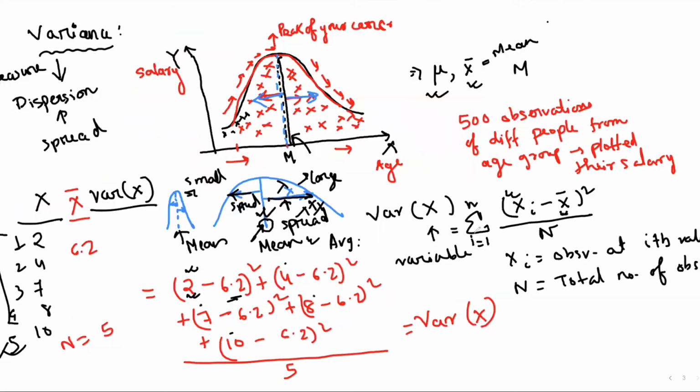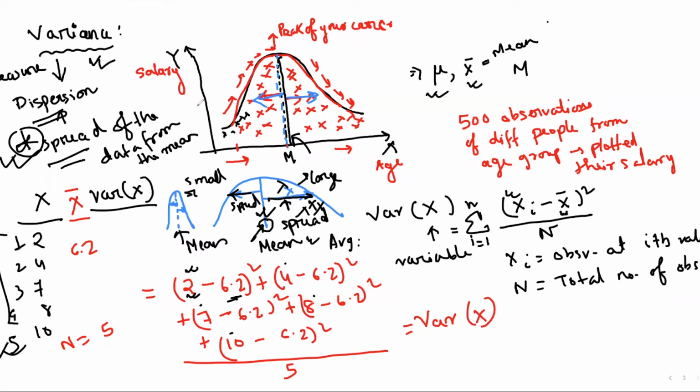So variance is very important, and variance is nothing but a measure of dispersion. What is dispersion? Spread of the data. Spread of the data from the mean is variance. Remember this point, guys. This is very important. Spread of the data from the mean is variance. Okay, so how is it calculated?